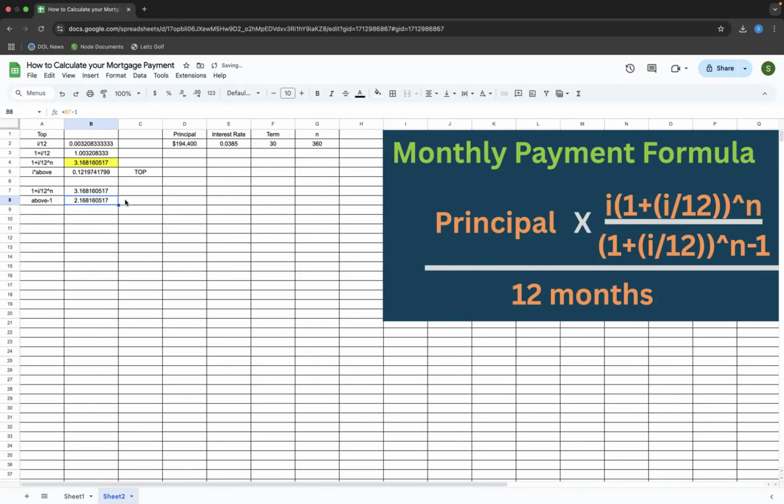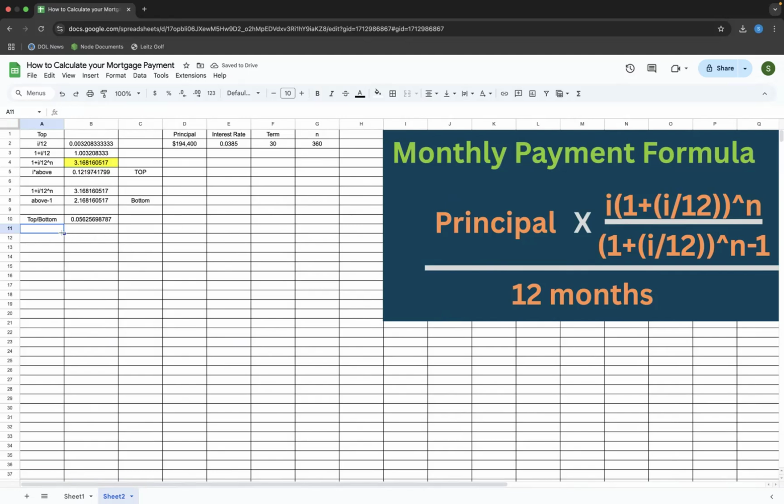And now we're left with this last portion, which is the bottom portion. So now that we have the top and the bottom, we need to divide the top by the bottom before we do our multiplication, because remember, with PEMDAS, we divide before we go through and do our multiplication. So with this being said, we'll say equals top divided by the bottom number, and we're given another decimal.